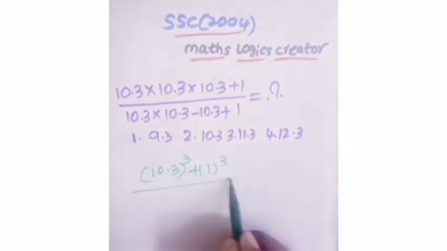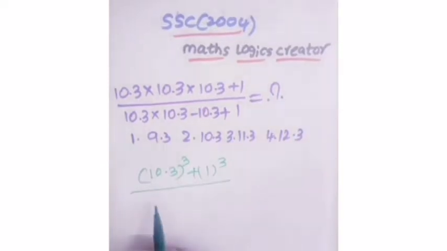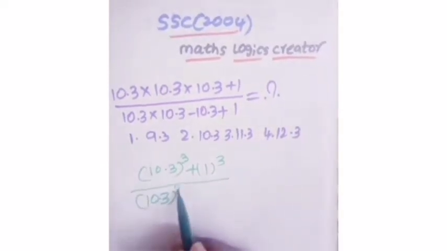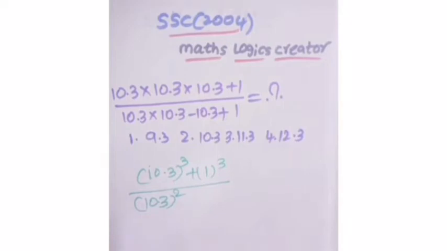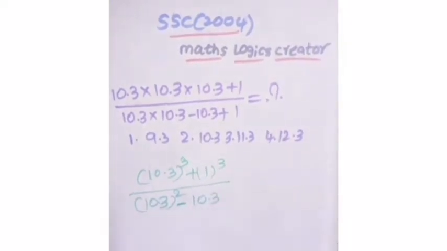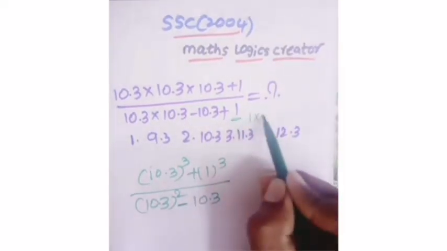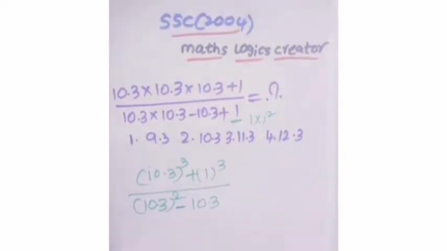Okay, next, in the denominator 2 times, I'm writing it directly as 10.3 whole square. And after that we still have minus 10.3, so I'm writing here minus 10.3, and in the denominator I'm writing 1 as 1 into 1 square. Writing denominator 1 as 1 into 1 square may not change anything, right? So I'm writing this as 1 into 1 square. Okay, hope you understand.